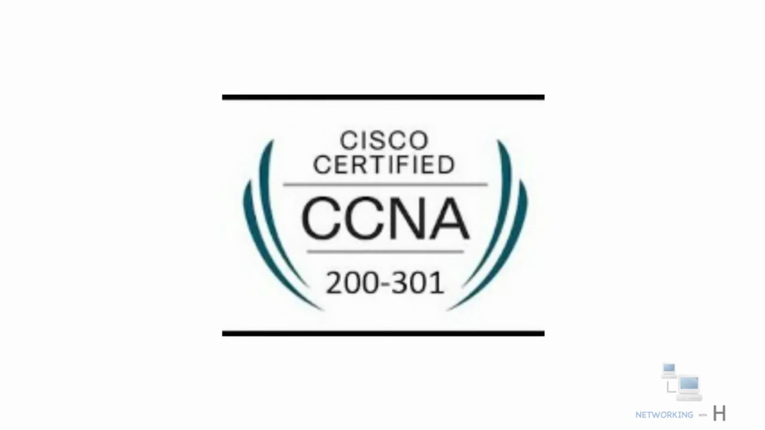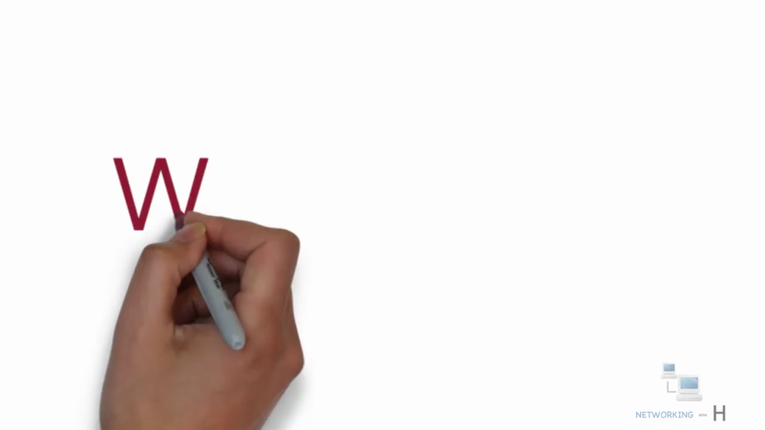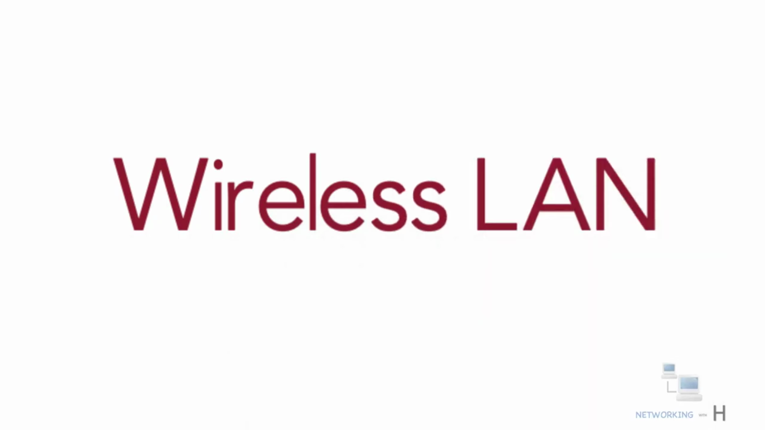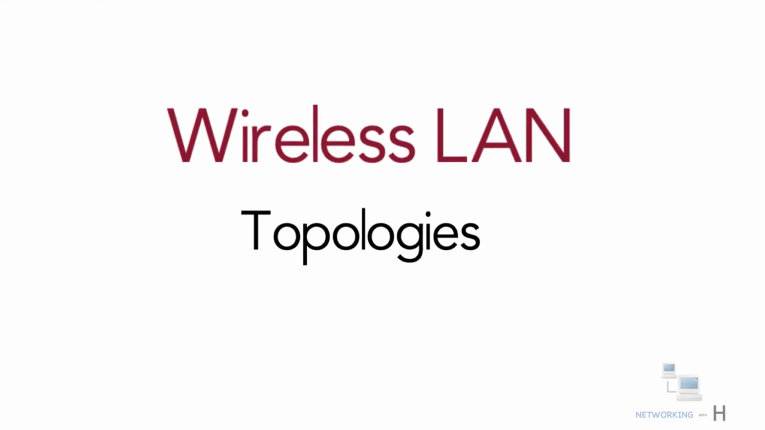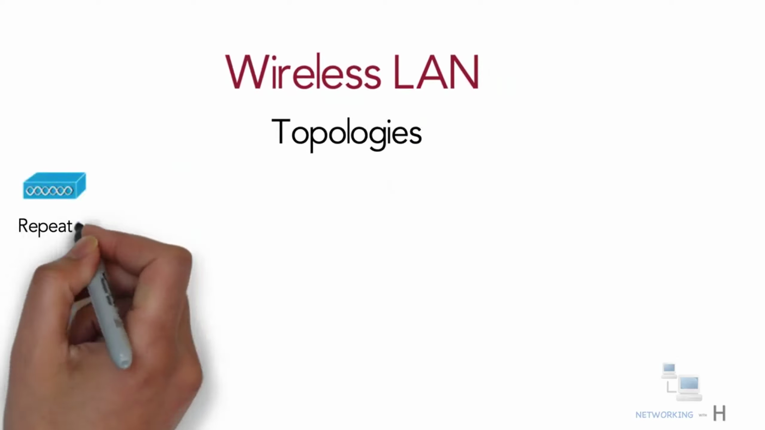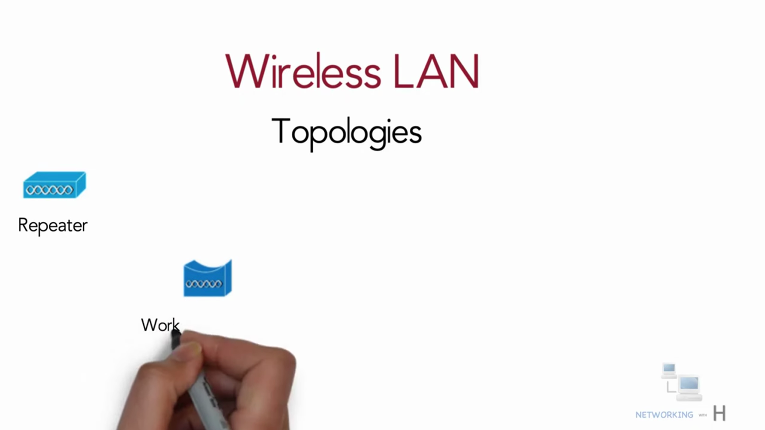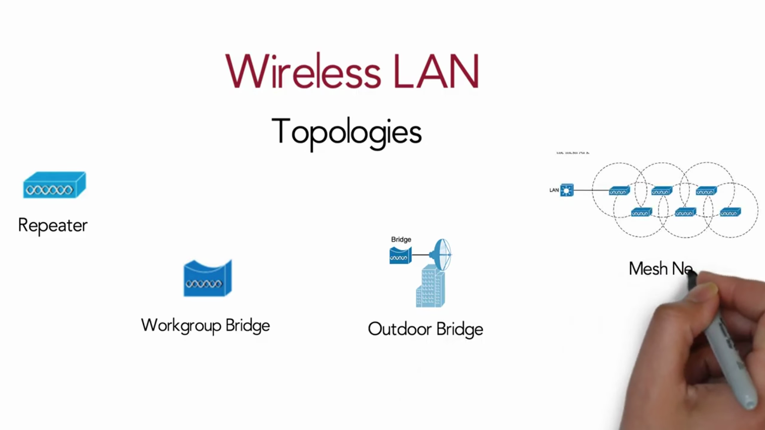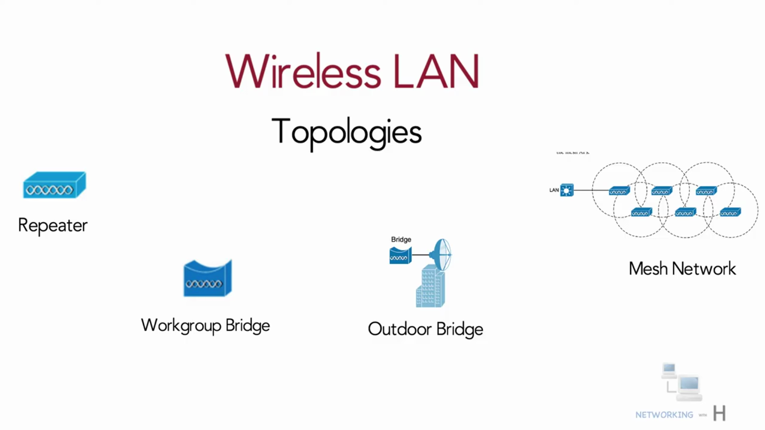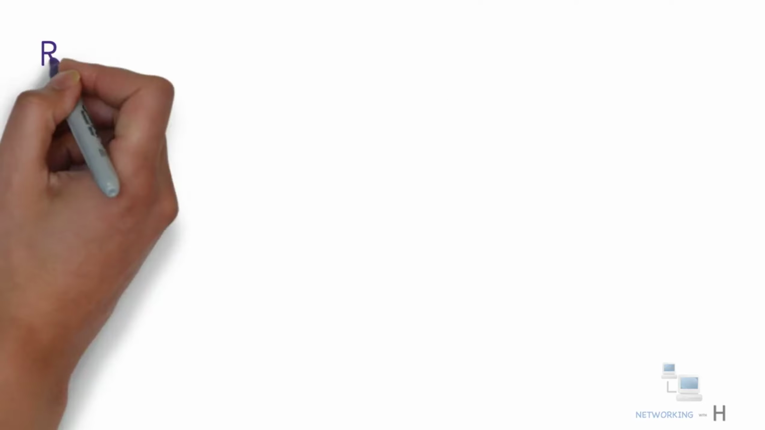Hello everyone. In this session of CCNA series, I'll discuss different wireless LAN topologies in which access points are operated in non-infrastructure mode. Devices such as repeater, workgroup bridge, outdoor bridge, and mesh network made up of access points can be operated in non-infrastructure mode to build such topologies. Let's have a brief overview of each device and topology, starting with repeater.